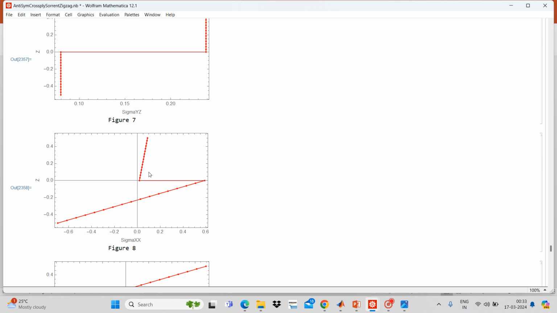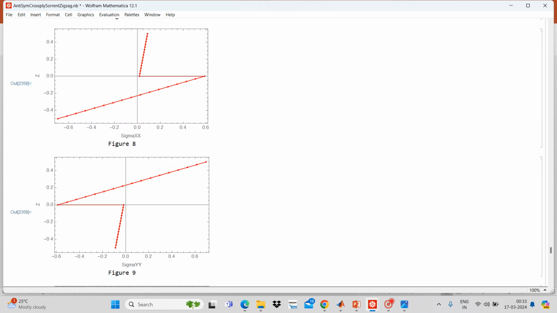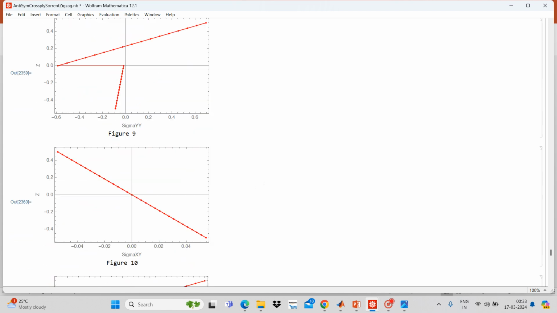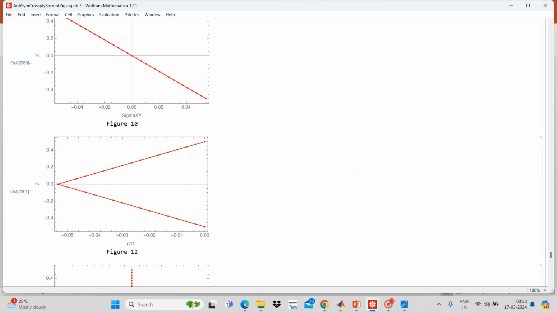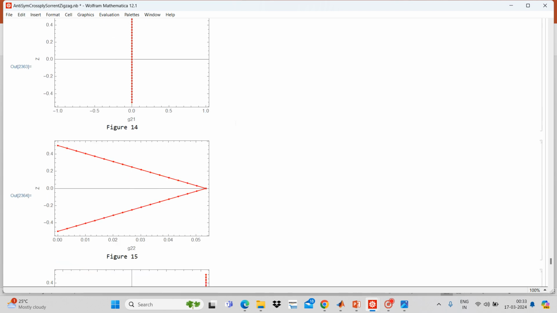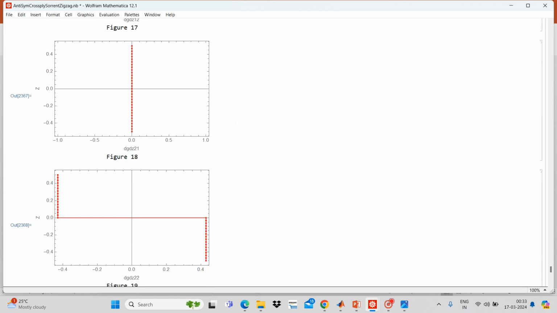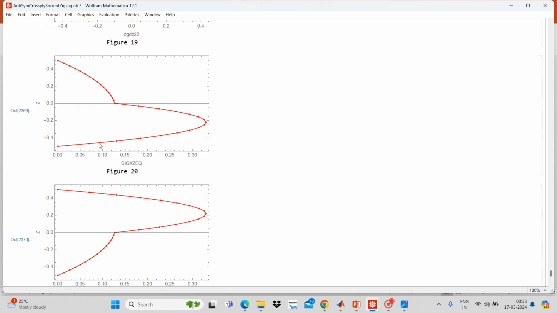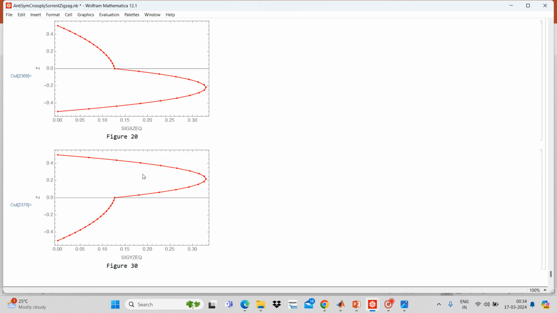Then we get sigma XX in this way. Then sigma YY, sigma XY, and these are the zigzag functions G11, G12, G21, and G22, and the derivative of the shape functions. And then the transverse shear stress sigma XZ is obtained from the integration of the equilibrium equations. Similarly, sigma YZ we have got by integrating the equilibrium equations. Okay, so these are for the two layer.